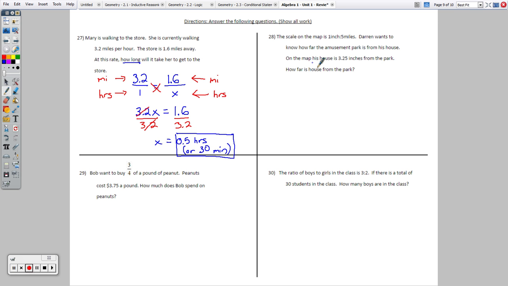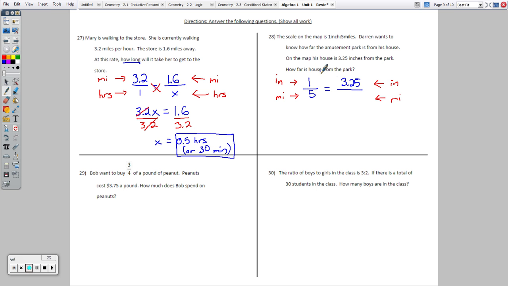Number 28, the scale on a map is 1 inch to 5 miles. So you could say 1 to 5, that's inches to miles. So inches is here, miles is here. Guess what? You gotta compare the same things in the same way over here. So we gotta compare inches to miles then over here. So Darren wants to know how far the amusement park is from his house. On the map, his house is 3.25 inches from the park. How far is that?